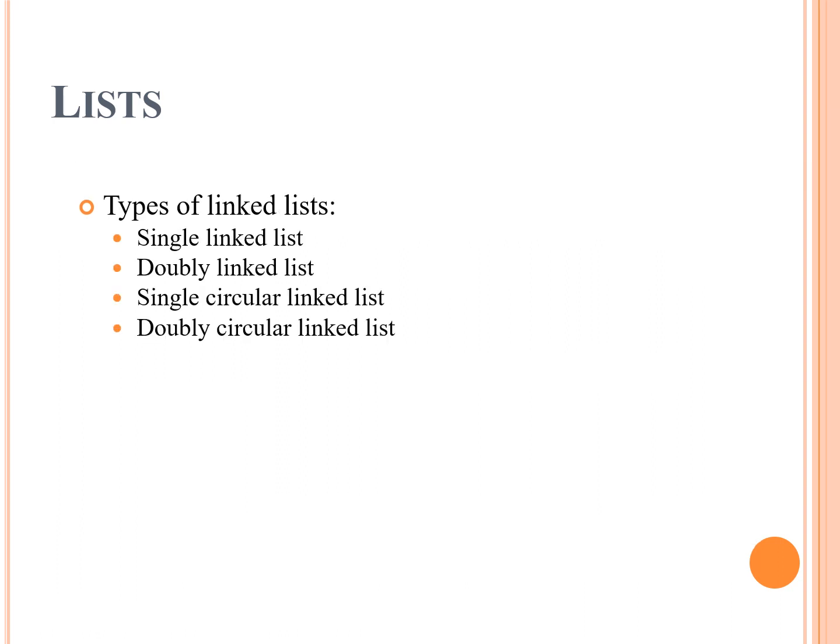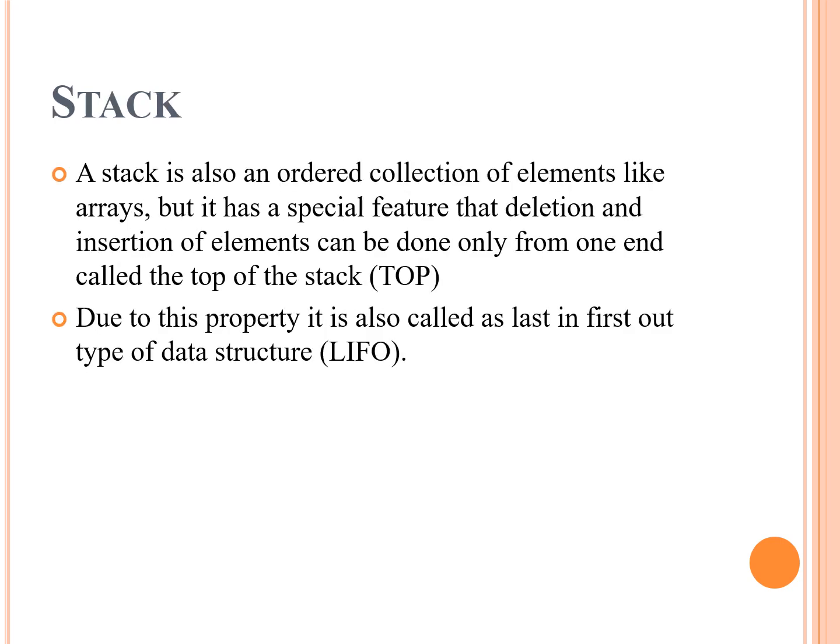The types of linked list that are provided in data structures are singly linked list, doubly linked list, singly circular linked list, and doubly circular linked list. Another classification of data structure is the stack.